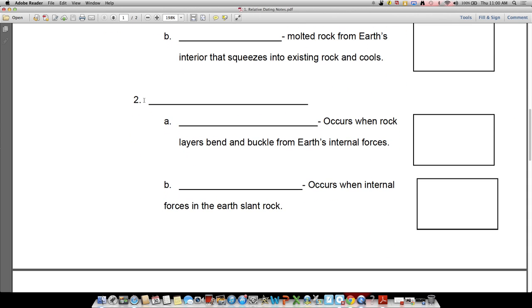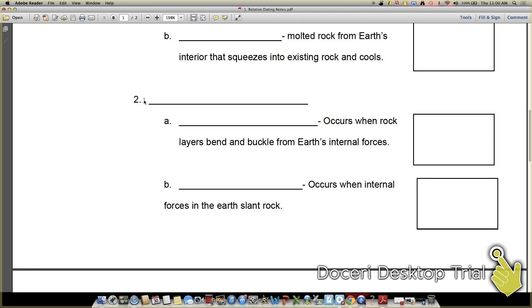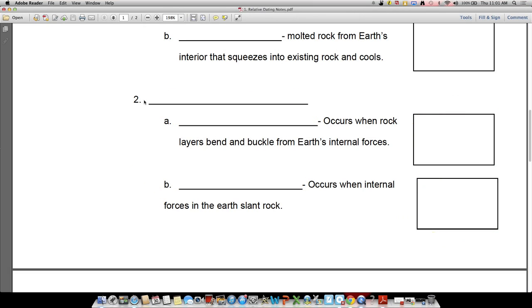And then you have where your rock layers are bent and buckled. That would be folding. And you have where your rock layers are slanted. That would be tilting. Tilting and folding are called events. Events and features are younger or older than the rocks they affect? Younger, because the rocks had to be there to be affected.